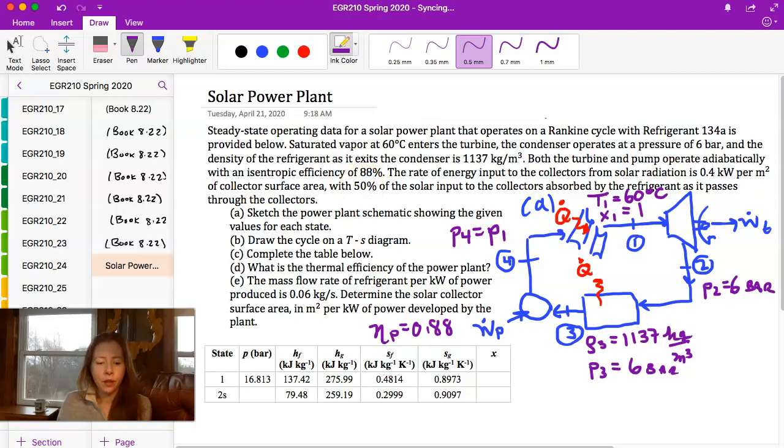Okay. Another piece is that we're going to have a liquid that comes out of the condenser. So X3 is going to be 0. All right, so now what we can do is draw this on our PV diagram, and then we're going to evaluate the properties of each state.